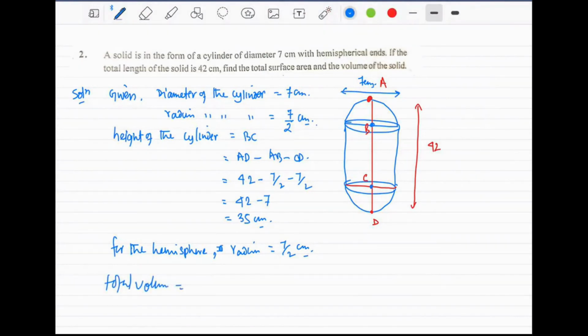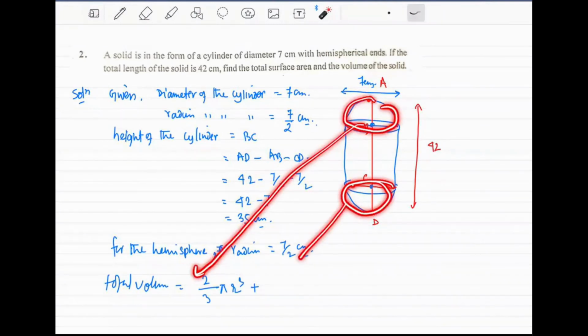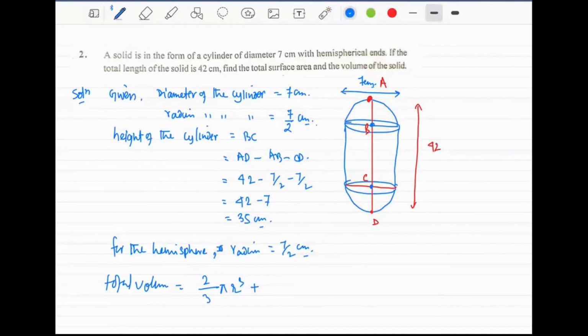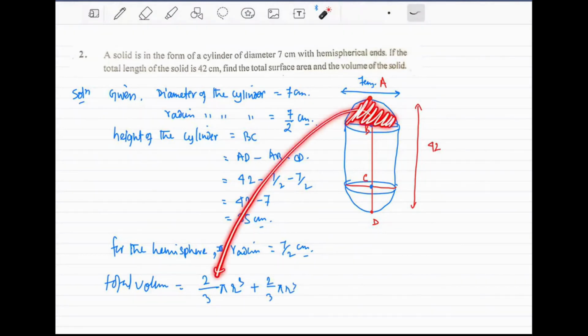What is the volume of the hemisphere? The first one. Volume of the hemisphere, we have just learned, is 2 by 3 pi r cube. What about the second hemisphere? This portion right here is 2 by 3 pi r cube. What about this portion? It will be the same, right? We have to add another 2 by 3 pi r cube. So this part is done.